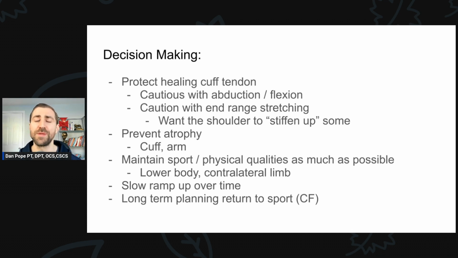And obviously, the supraspinatus is very active when you do any sort of abduction or flexion. The other piece that we have to be cautious with is end range stretching. I just said this before, but we want that shoulder to stiffen up a little bit. If at the very beginning of rehab I'm pushing aggressively to stretch the shoulder, I'm not allowing that stiffening to occur. So I'm actually okay if the shoulder joint gets a little stiff in these early stages in PT, and I see that as a good thing, right?